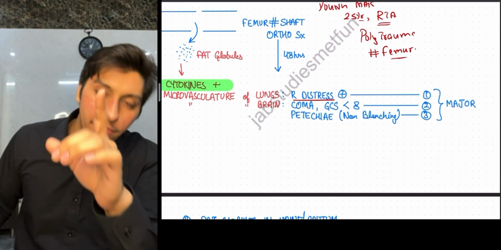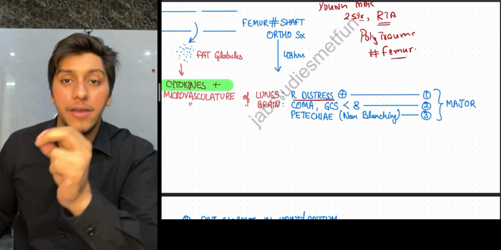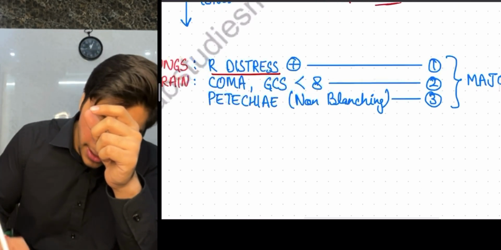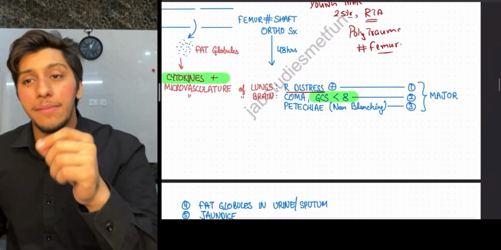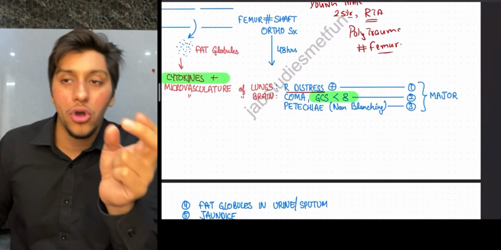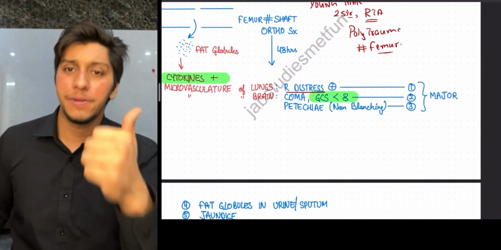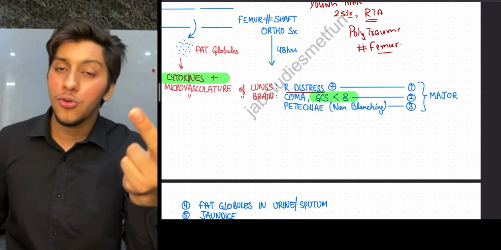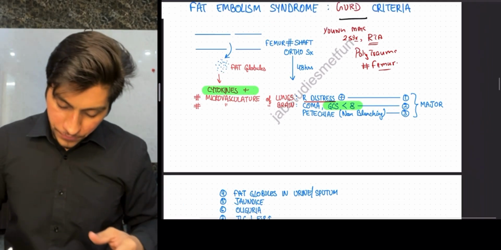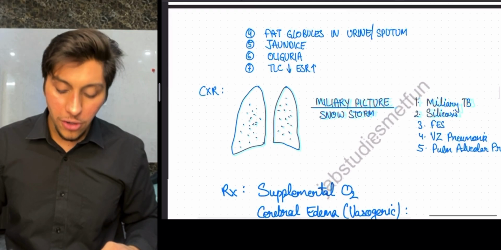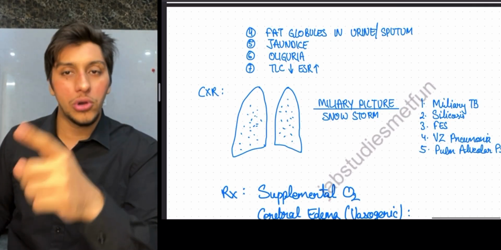Now guys, whenever you talk about coma, if you want to define coma with respect to the Glasgow coma scale, it is any value which is less than 8. And then the cytokines also damage the platelets, due to which you will have non-blanching petechiae. These are the three features which you have to remember: respiratory distress, coma-like symptoms, and along with that petechiae that are non-blanching, especially on the trunk. Other features are fat globules that can be found in the urine or in the sputum. Patient can suffer from jaundice and oliguria.